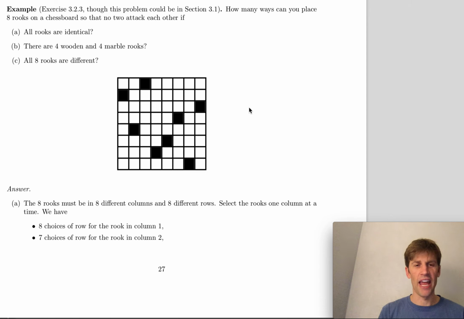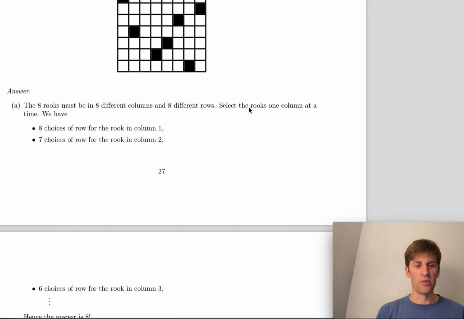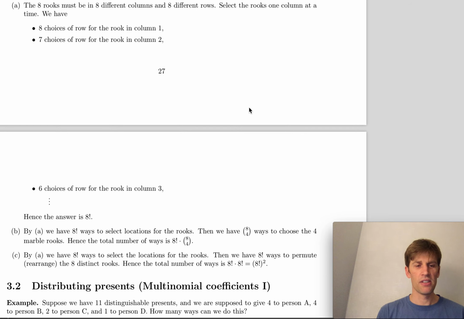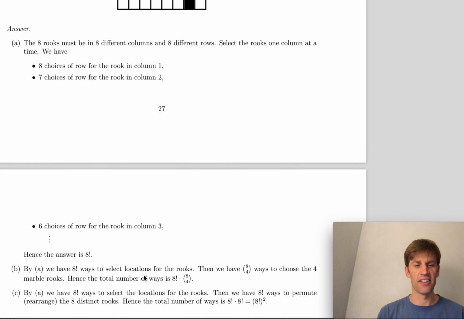So as we just saw in part A, there's 8 factorial ways to place the rooks into locations on the chessboard. That's the first half of the answer. Once you've made that decision, you now need to choose which 4 of your 8 rooks are going to be wood. And there's 8 choose 4 ways to do that. So we've broken this part B into 2 choices. First, we have 8 factorial ways to select the locations of the rooks. Once that's done, we have 8 choose 4 ways to select 4 of the 8 rooks to be wood, and the other 4 will therefore be marble.